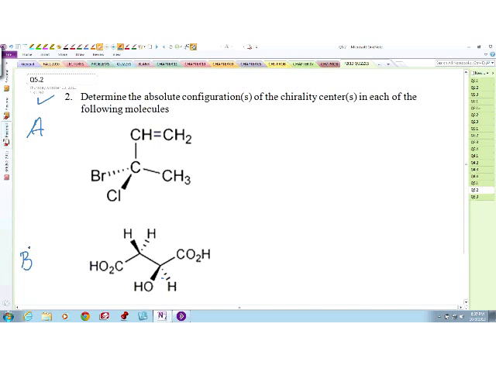All they want you to do here is to determine the absolute configuration. Where's the chirality carbon here? Let me number this. Let's say this is 1, 2, 3, and 4. Where is the chirality carbon in this molecule? Carbon number 3. Very good. Excellent. So carbon number 3 is your chirality carbon. Okay, so let us determine the absolute configuration for that carbon.